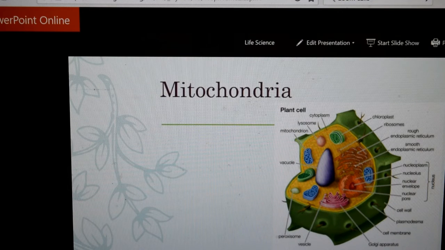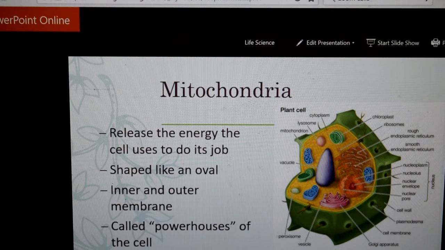All right, the mitochondria. They release the energy the cell uses to do its job. It's shaped like an oval. So let's see, here's the mitochondria right here, the blue. There are several mitochondria in there. And once again, it provides the energy to the cell.